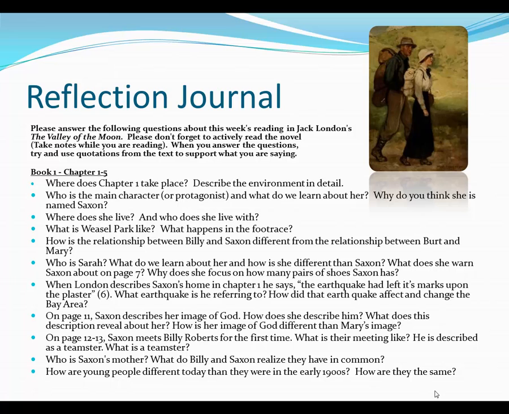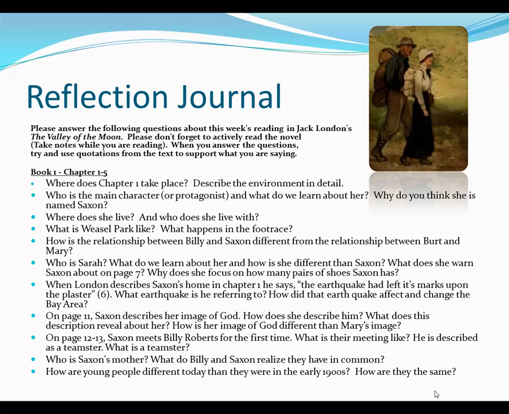When London describes Saxon's home in chapter 1, he says, "the earthquake had left its marks upon the plaster." What earthquake is he referring to, and how did that earthquake affect and change the Bay Area? On page 11, Saxon describes her image of God. How does she describe him? What does this description reveal about her? How is her image of God different than Mary's image?